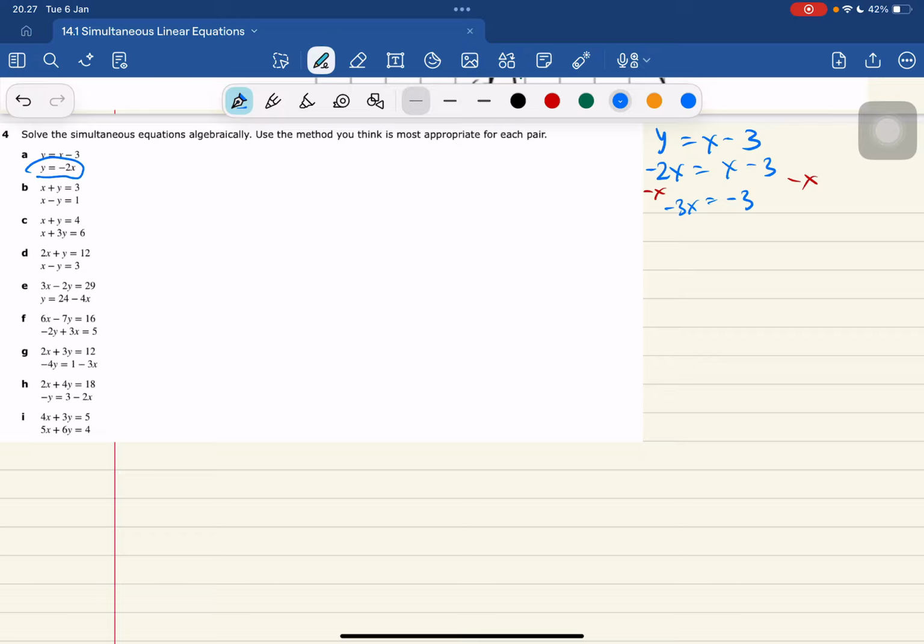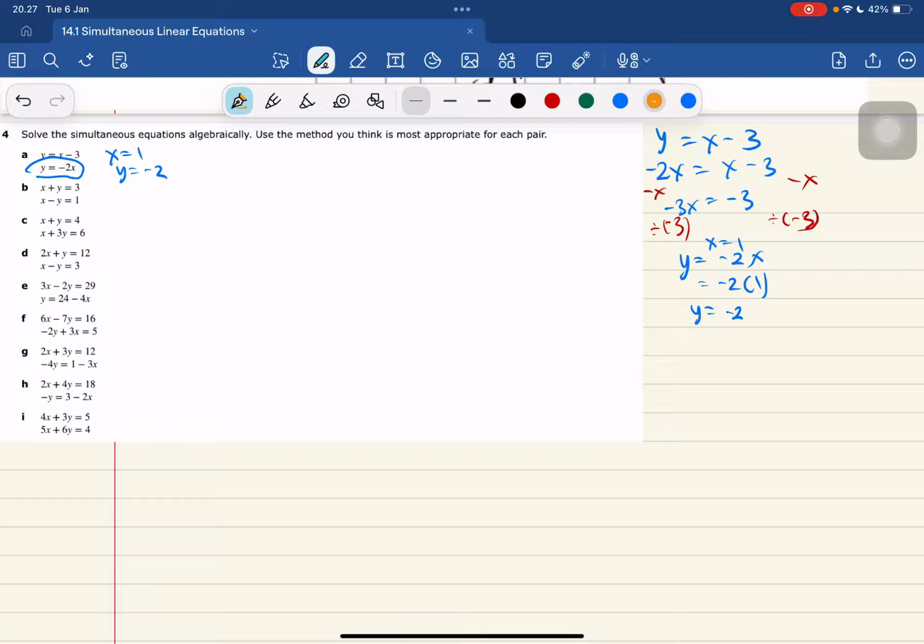To make it only x, we divide both sides by minus 3. So x equals 1. When x equals 1, we can substitute it. So y equals minus 2x, substitute x with 1, so y equals minus 2. We got it here: x equals 1 and y equals minus 2.